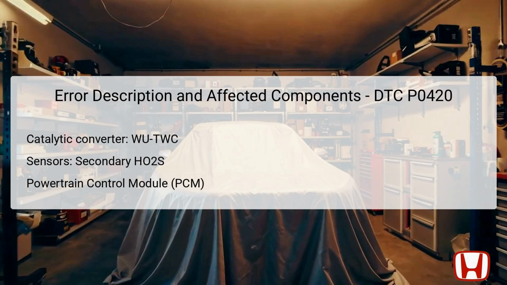The secondary HO2S, also located in the exhaust system downstream of the catalytic converter, provides feedback to the PCM about the converter's performance. When the secondary HO2S detects that the catalyst isn't performing efficiently, it affects not only the vehicle's emissions, but can also generate this DTC, leading to the illumination of the malfunction indicator lamp, MIL. The PCM relies on these components to manage and maintain optimal air-fuel ratios for emissions control.